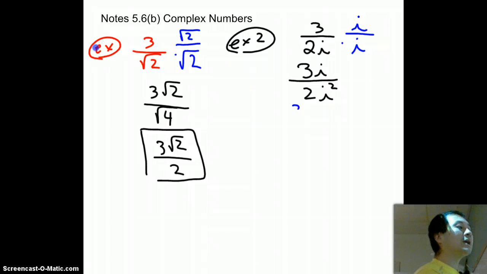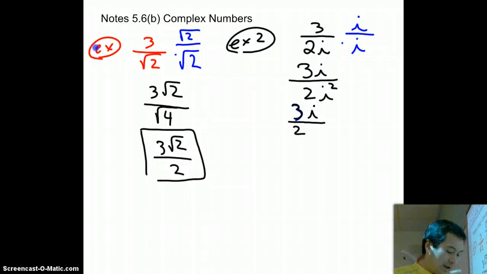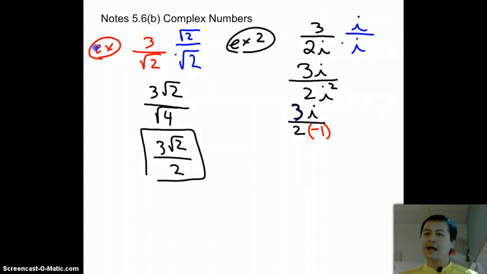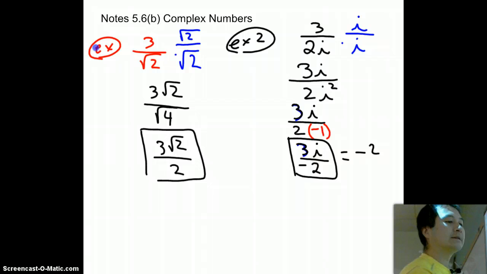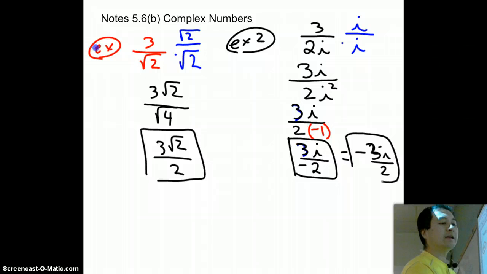So take a look. This is 3i divided by 2i squared, but isn't i squared the same as -1? So can I replace that? Take out the i squared and replace it with -1. That leaves my final answer of 3i divided by 2 times -1, which is -2. You may write it like this, or you may write it like this. Those are the same things. Remember, the negative being top, bottom, or outside is the same thing.